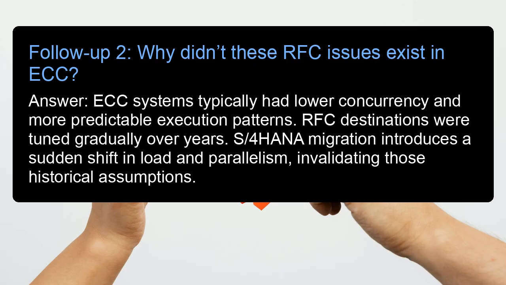Follow-up 2. Why didn't these RFC issues exist in ECC? Answer: ECC systems typically had lower concurrency and more predictable execution patterns. RFC destinations were tuned gradually over years.